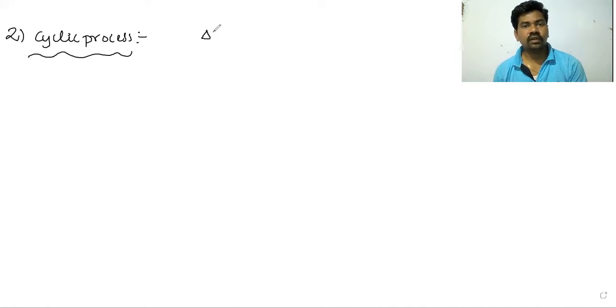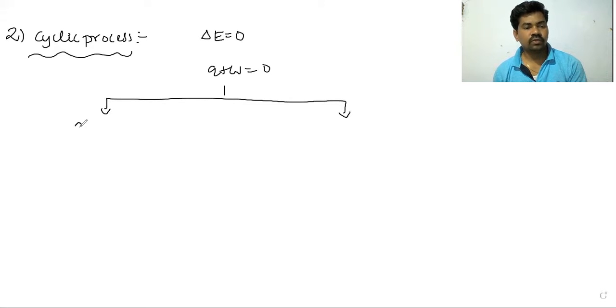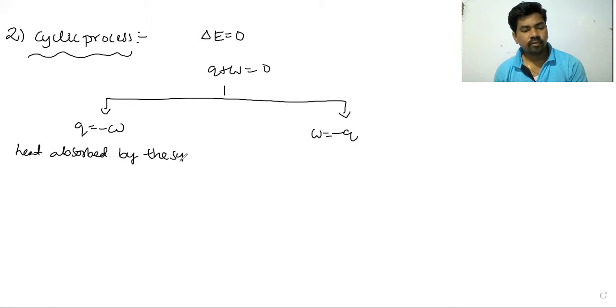In cyclic process, what is happening? Internal energy delta E is equal to 0. So Q plus W is equal to 0. Again, we can write Q in two forms: Q is equal to minus W, or W is equal to minus Q. So here, heat absorbed by the system is equal to work done by the system.